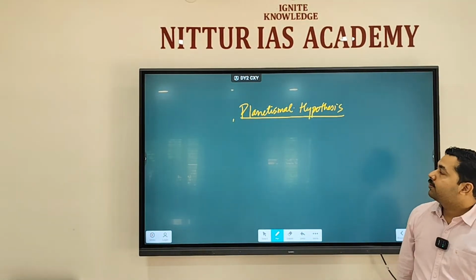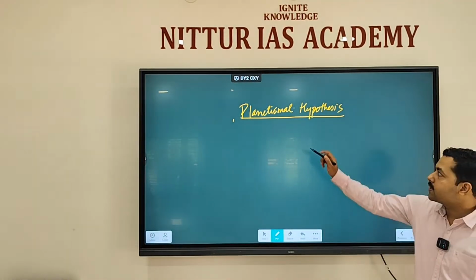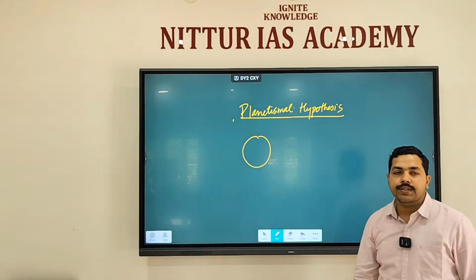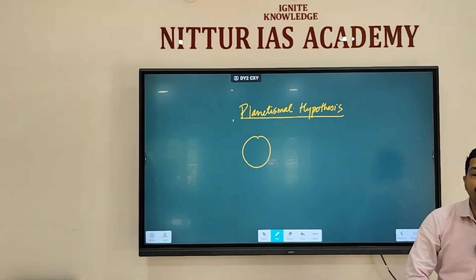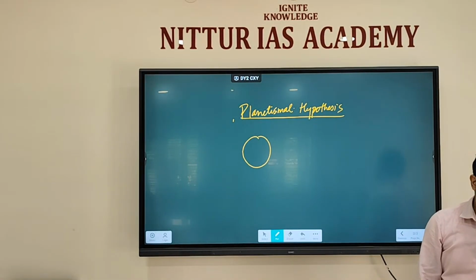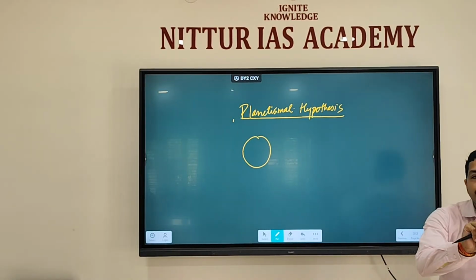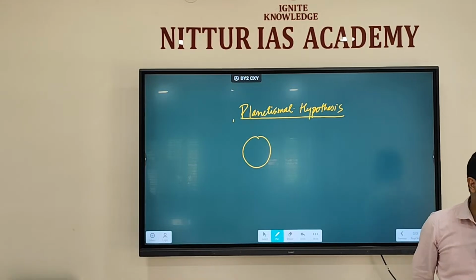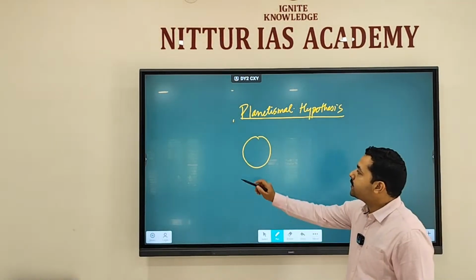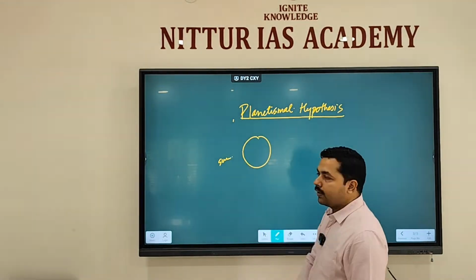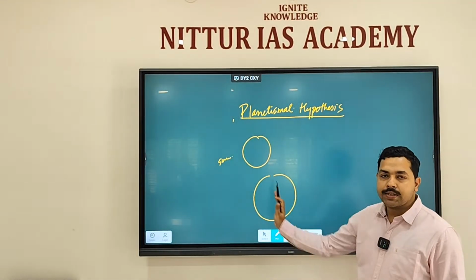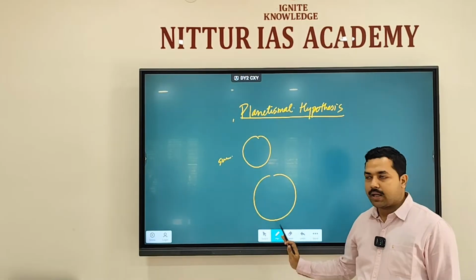Planetesimal hypothesis. This is the second type of theory. It says that the formation of the sun and planets is happening because of what? It is happening because of two things, not one. Dualistic theory. So let's say there is a sun, and assume there is a bigger star than the sun.